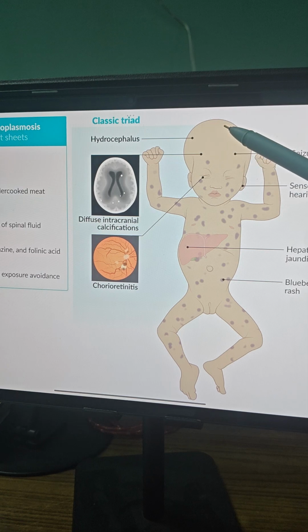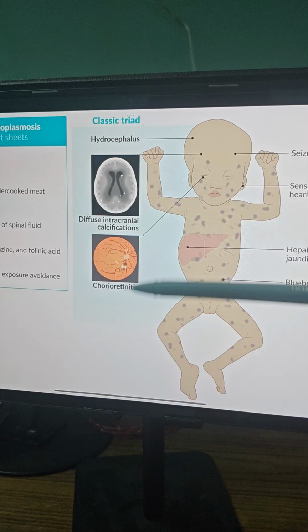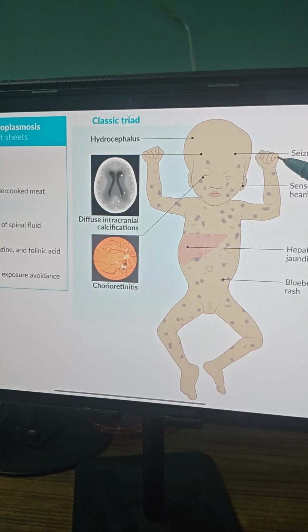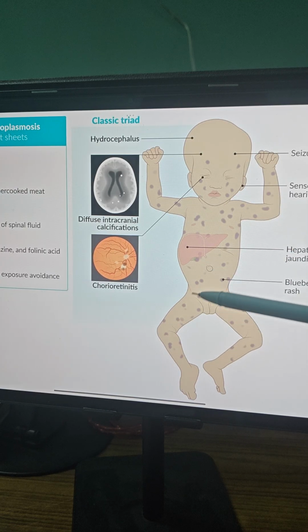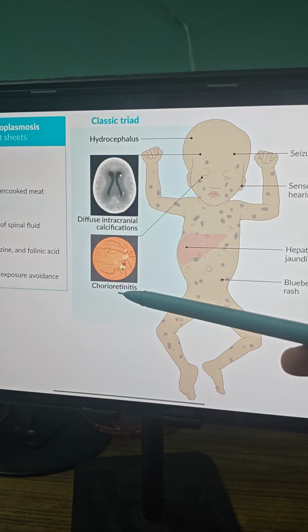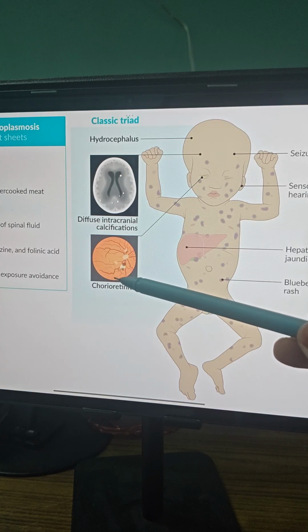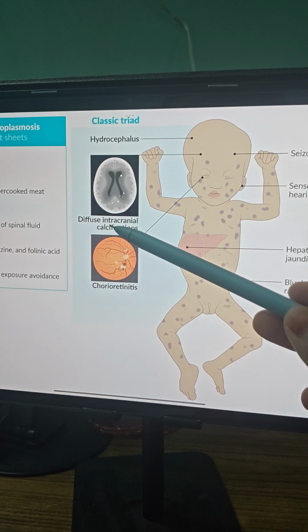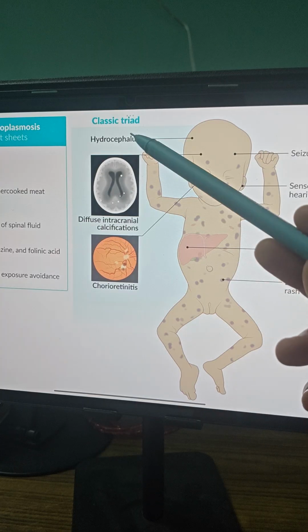So hydrocephalus, that is, you can see a swelling in the head of the baby. So this swelling can occur. Baby can manifest seizures. There is SNHL or sensorineural hearing loss. There is hepatomegaly. There is blueberry muffin rash, which we have seen in cytomegalovirus and rubella, and they are more specific for rubella. So chorioretinitis is also a feature, and there is diffuse intracranial calcification.